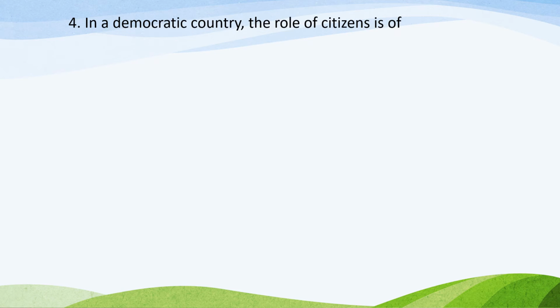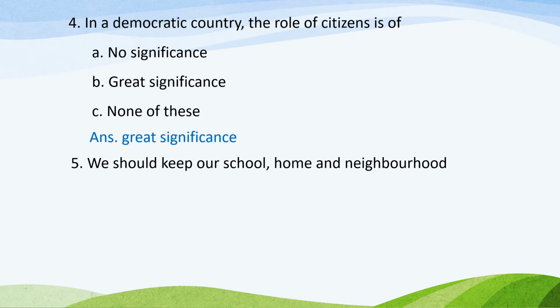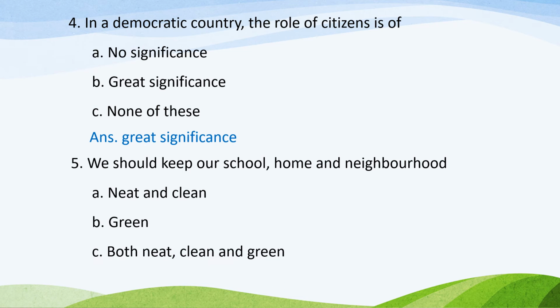Now number 4 is, in a democratic country, the role of citizens is of option A, no significance, option B, great significance, and option C, none of these. So the answer is great significance. Now the last question is, we should keep our school, home, and neighborhood, option A, neat and clean. Option B, green. And option C, both neat, clean and green. Can you guess the answer? Yes, students, very good. The answer is we should keep our school, home and neighborhood both neat, clean and green.